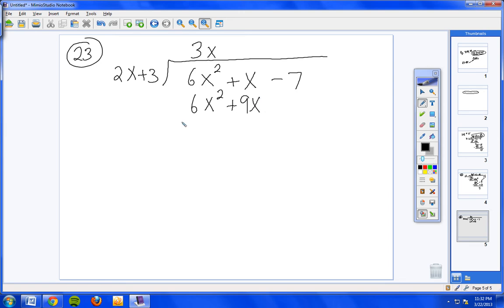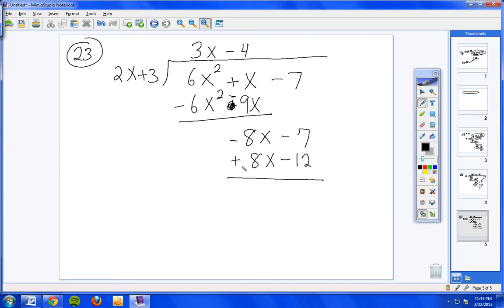There we go. Change your signs. That becomes negative, this becomes negative, and we add. You would get negative 8x. Now, divide your first term and your first term. What number would I have to put here, so when I multiply it by 2x, I get negative 8x? Well, probably a negative 4, because negative 4 times 2x is negative 8x, and negative 4 times 3 is negative 12. Now we change our signs. Those cancel, and I'm left with 5. So my remainder is 5. So plus 5 over 2x plus 3.